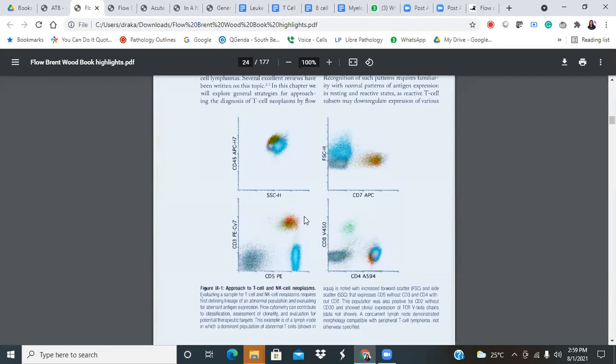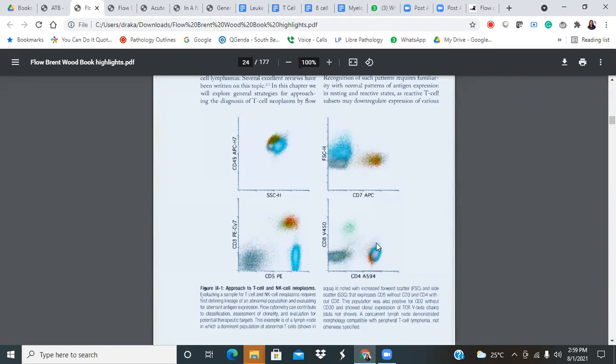Yeah, so this is a normal T cell population that they are showing, and this population has downregulated CD3. So this is the abnormal population that has CD5 but has downregulated CD3, and also downregulated CD7. So this is the normal T cell population, and this one has downregulation of CD7. And this population is more CD4 rather than CD8. And this green and red, these are the normal T cells in the background.